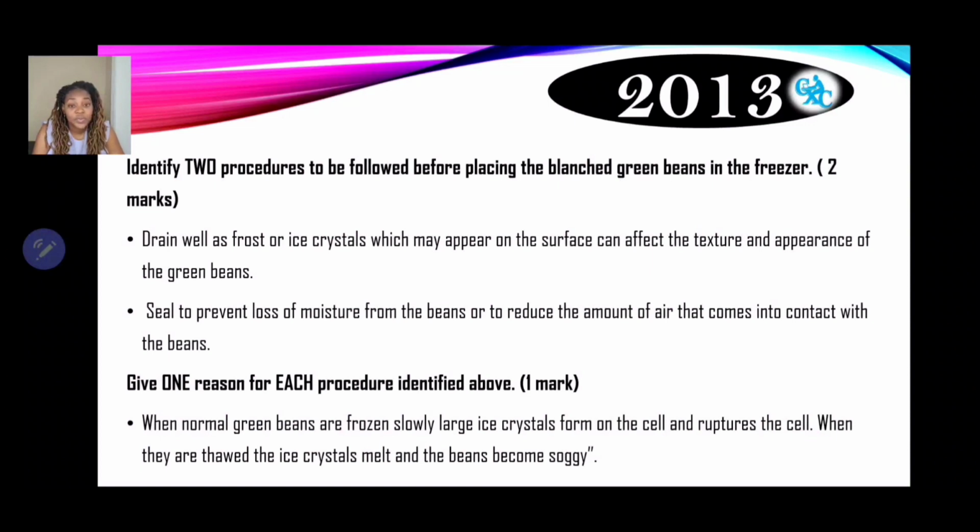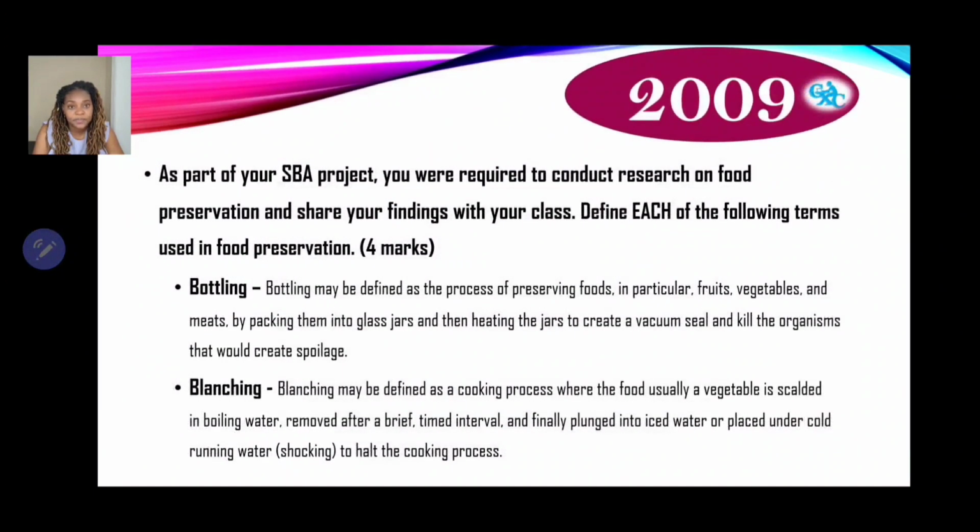Good. So the reason we're given here: when normal green beans are frozen slowly, large ice crystals form on the cell and rupture the cell. When they are thawed, the ice crystals melt and the beans become soggy. So this is the reason why it is important for us to drain the beans before they are stored, and also to seal the packaging, right, before we freeze them as well.